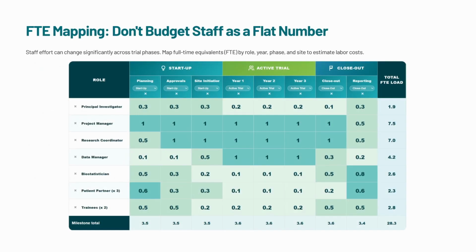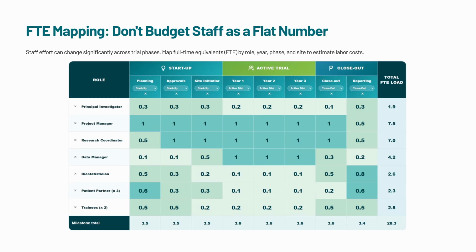This slide shows why staff effort should be mapped across the trial lifecycle. A project manager, coordinator, data manager, and statistician do not all work at the same intensity at the same time. Some roles are heavier during startup, others during recruitment, and others near analysis and closeout. A flat staffing estimate hides this variation and can lead to either under-budgeting or inefficient spending.